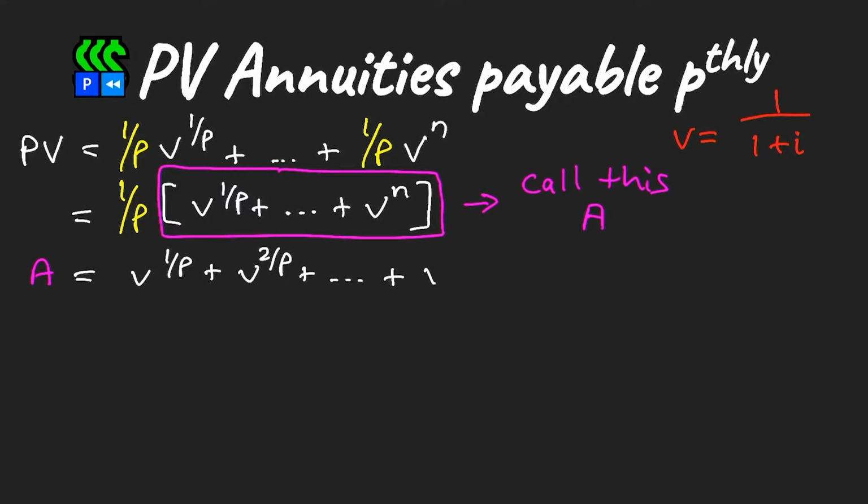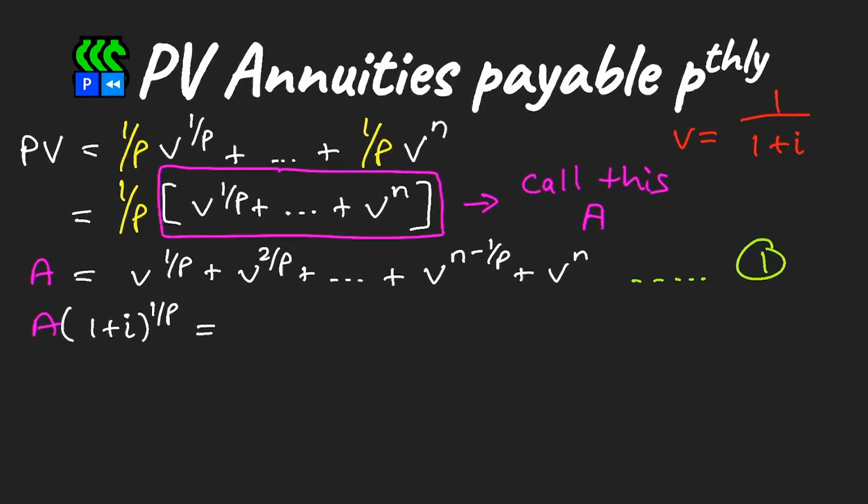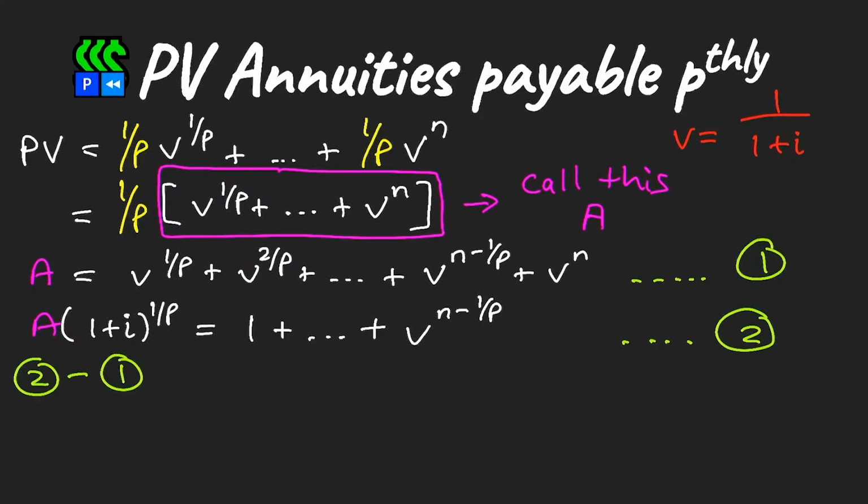Now the trick to use is to first write out what a is and call this line 1, and then we take a and multiply it by (1 + i) to the power 1 over p. This gives us a new series that starts with 1 and ends with v to the power n minus 1 over p. Let's call this line 2. Now the idea is to take line 2 and subtract line 1 from it. The terms will cancel out and you are left with 1 minus v^n.